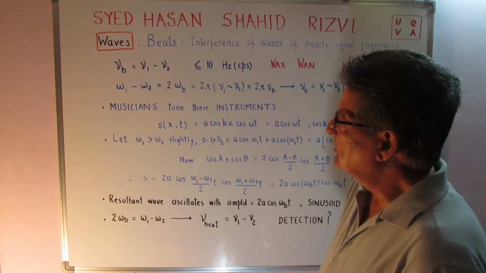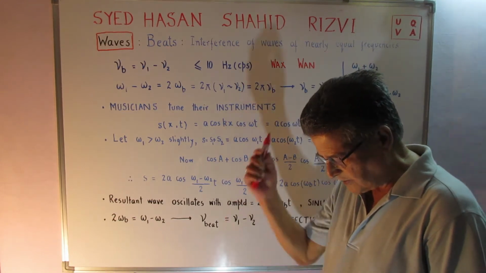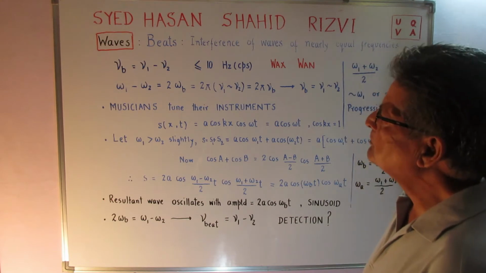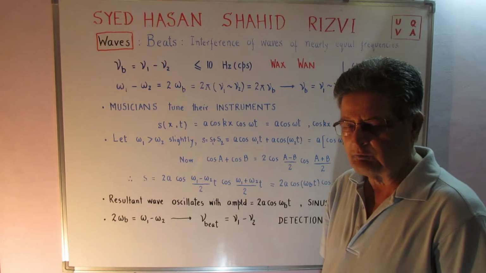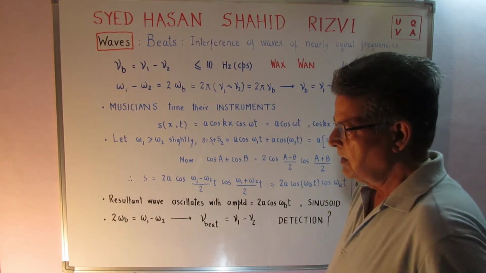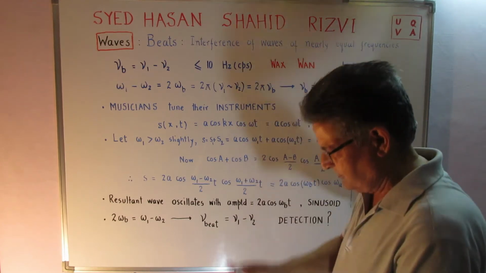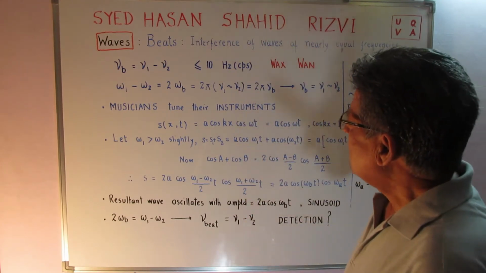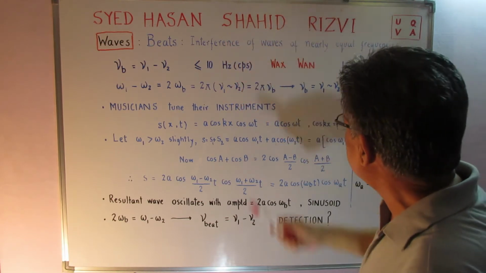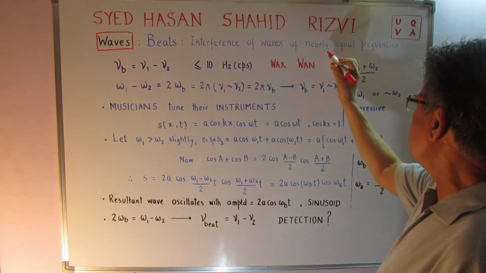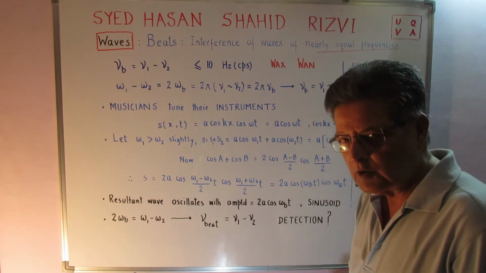As one of the last lectures in the class 11 course, penultimate, maybe, I'm going to talk to you about the beautiful phenomenon of beats. My heart beats. The drums beat. That arises due to the interference of waves of nearly equal frequencies. Nearly equal frequencies.